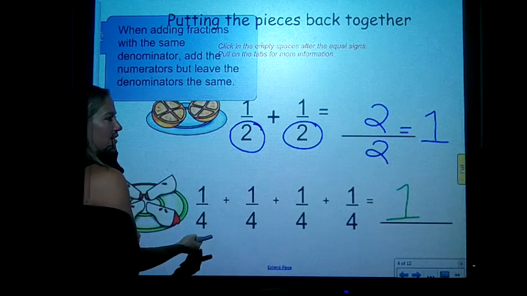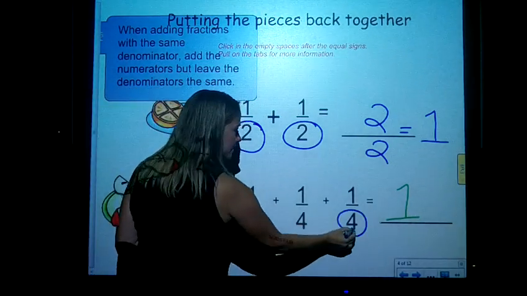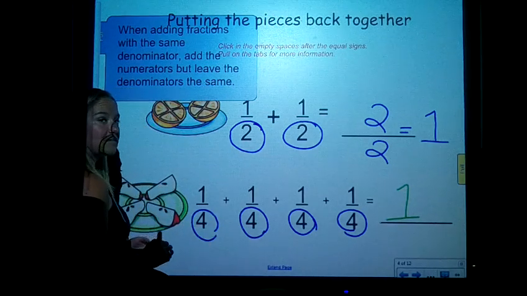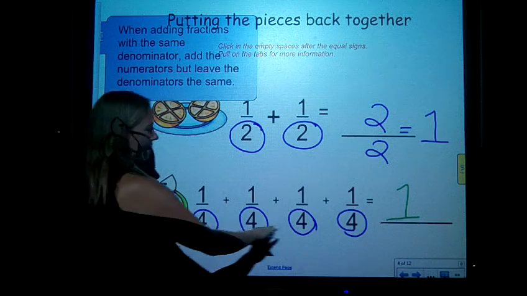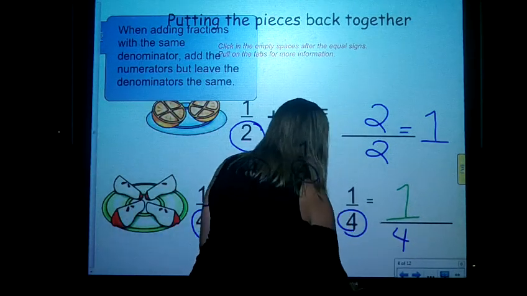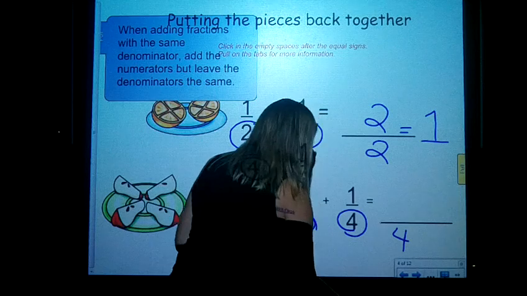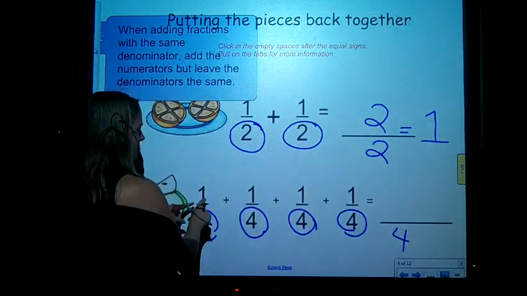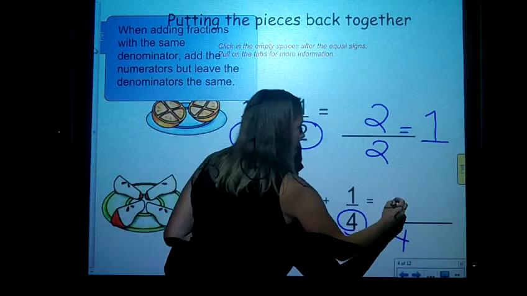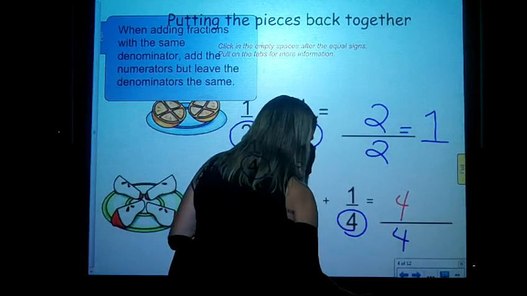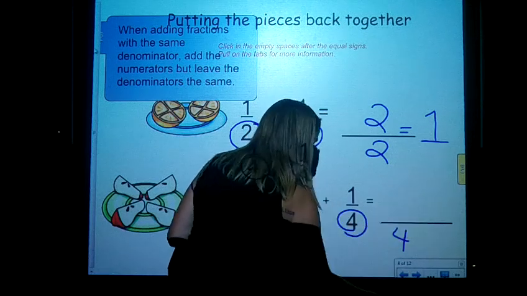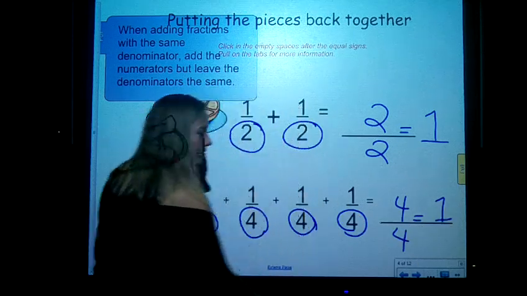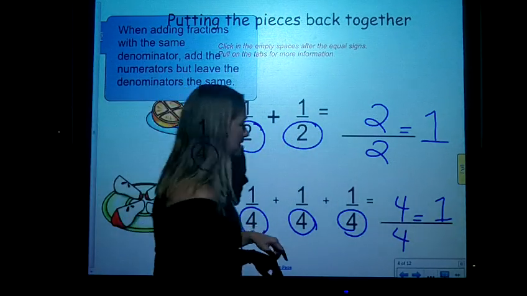And the same thing goes for down here. Our denominators, again, here are our denominators. Our denominators are the same, so our addition problem is easy. That stays the same. Erase this one here. And we then add our tops, the numerator. 1 plus 1 plus 1 plus 1. And we get 4 out of 4. I really don't like that I used 2 different colors. And that also equals 1. Okay? Pretty basic, pretty basic.